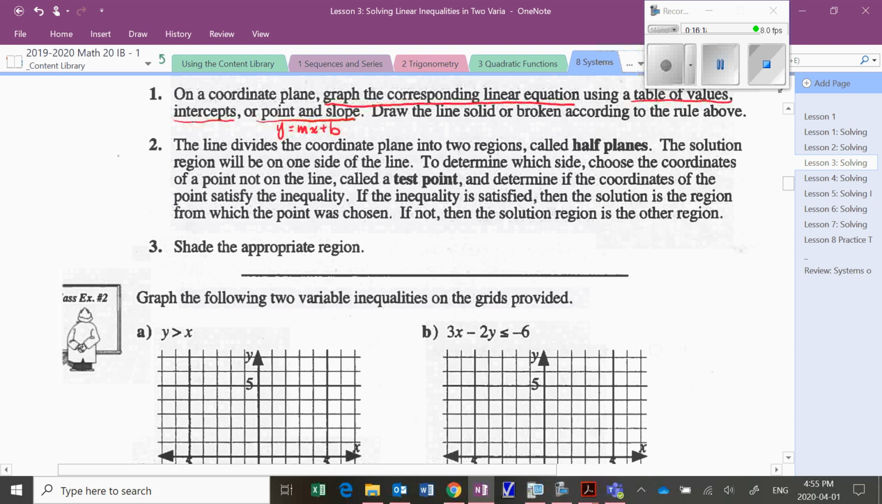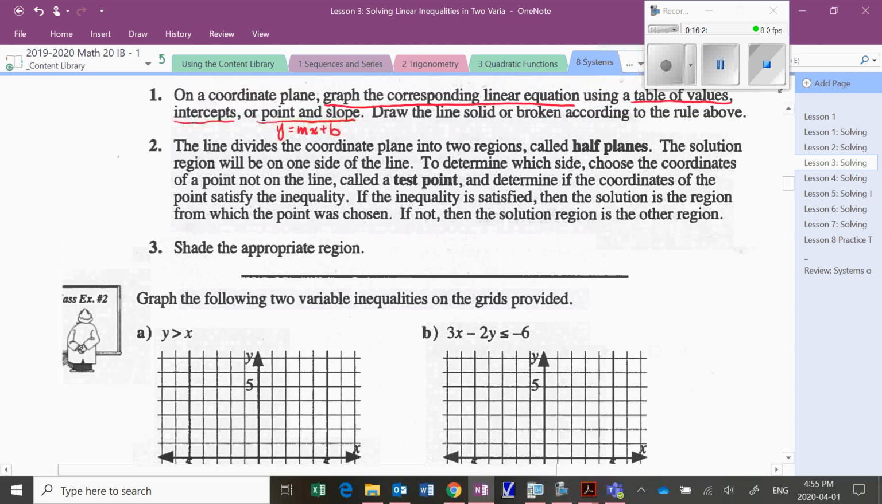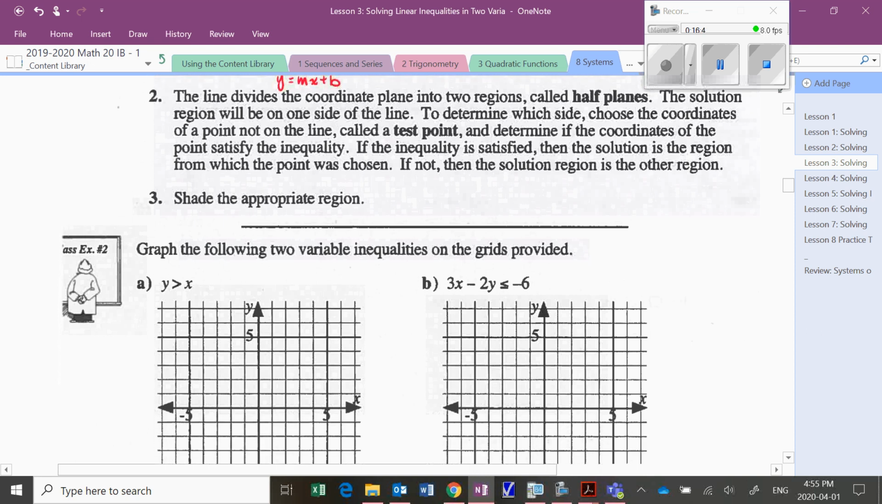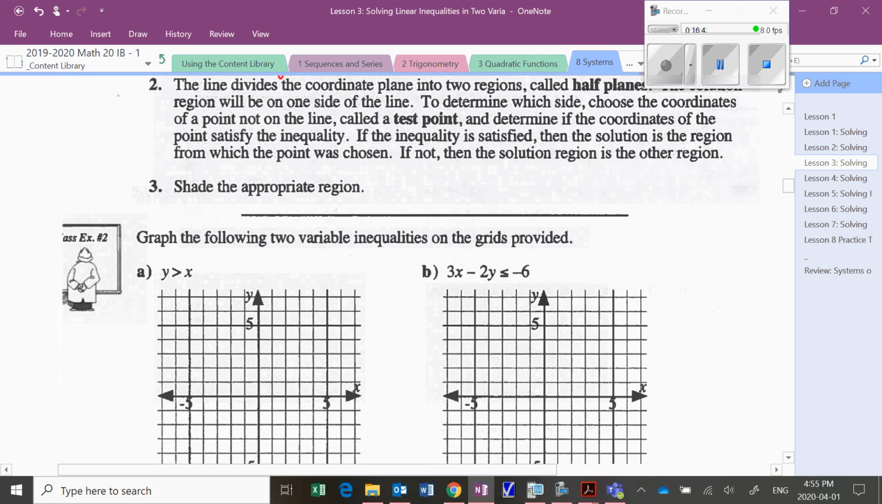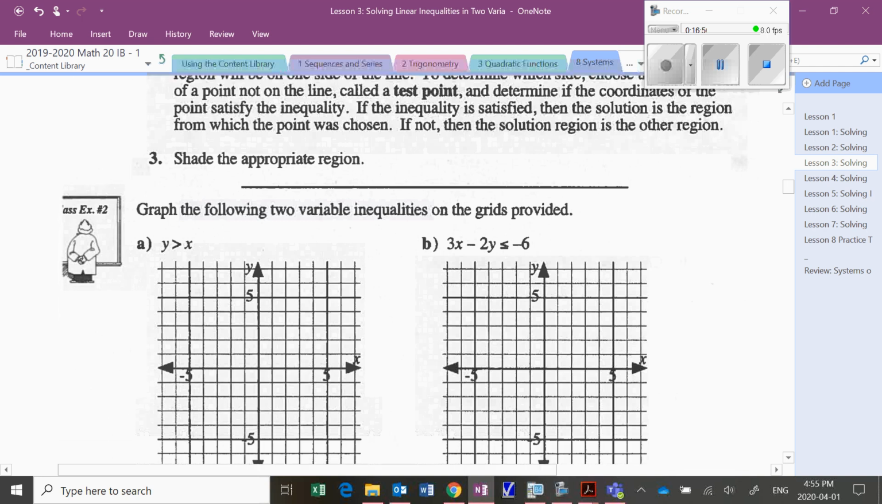And how do we know which side? We're going to pick a test point, and it could be anywhere within that half plane. Obviously, the ideal is to not pick anything that is actually on the line itself. My strong suggestion would be to actually pick two test points, one on either side, and then that helps you to confirm whether or not you've got the right side shaded as well. It could potentially check if you in fact have graphed your line correctly or incorrectly.